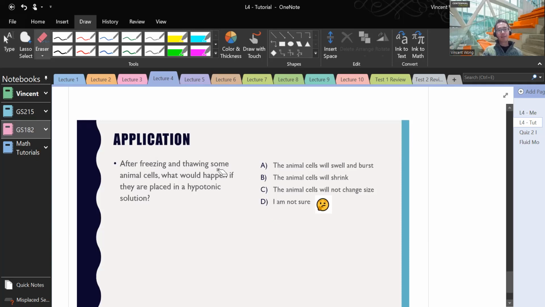So after freezing and thawing some animal cells, what would happen if you place it in a hypotonic solution? I understand why many of you chose this one as the answer, because you're like, oh, hypotonic, meaning water will come in, it will swell, and it will burst, right? But it's an application question. That means you have to think a little bit more. So the freezing and thawing is actually going to be important in finding the right answer.